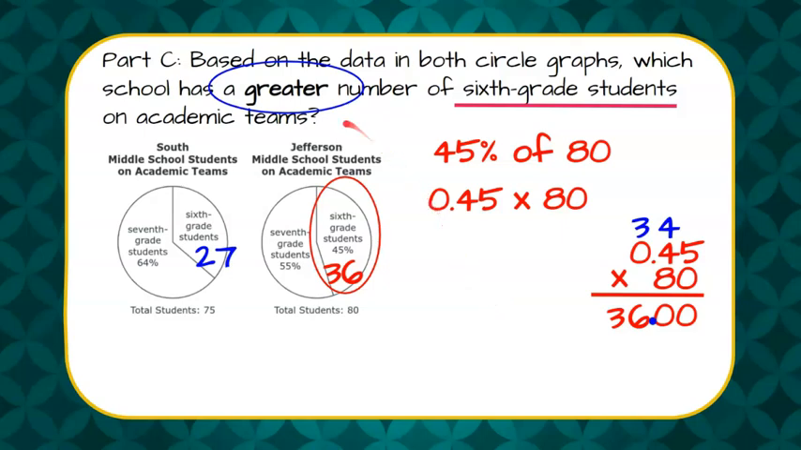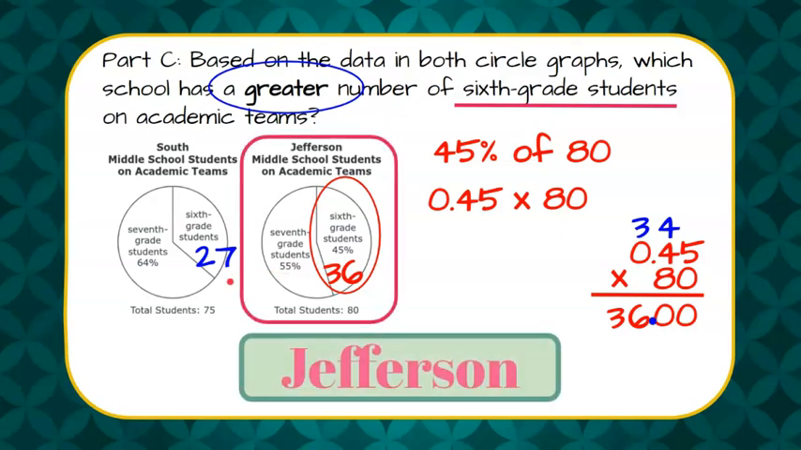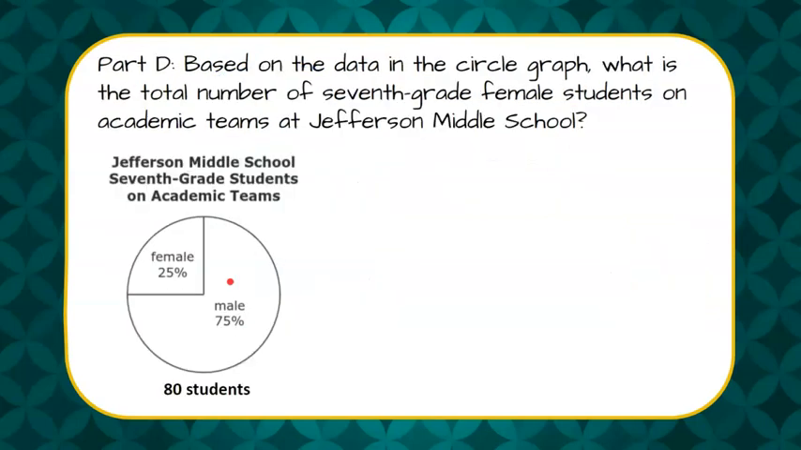And now we need to go back to our problem. It didn't ask us just to find this. We want to know which school has a greater number of 6th grade students. So Jefferson has 36 6th grade students, and South Middle School has 27. So we can identify that Jefferson Middle School has the greater number of 6th grade students on their academic teams. Part D. Based on the data in the circle graph, what is the total number of 7th grade female students on academic teams at Jefferson Middle School?